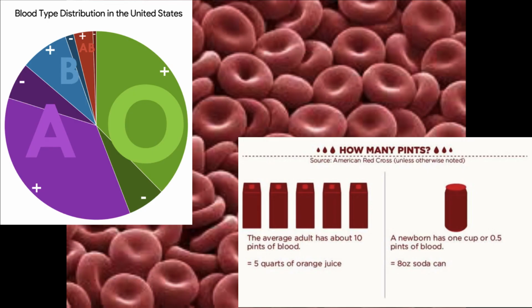And we'll end today with just a couple other little factoids about blood. There's a pie chart showing you the distribution of different blood types in the US, and then a comparison of the amount of blood in an adult to the blood in a newborn.